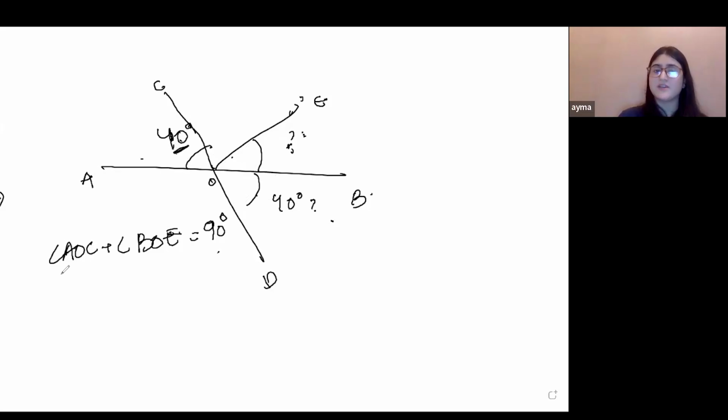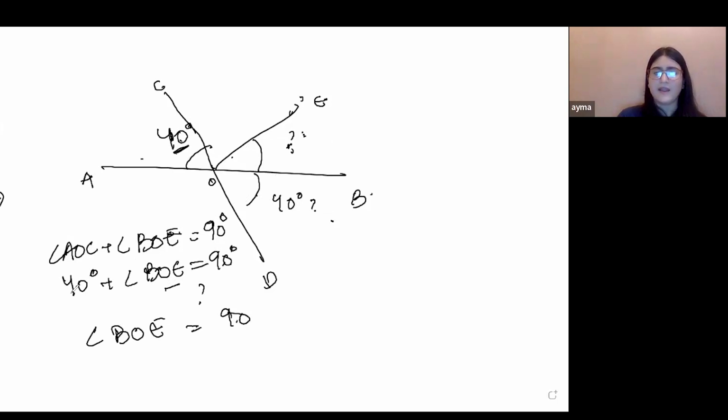Now I'll substitute this here. So AOC I know it's 40 plus angle BOE, it's equal to 90 degrees. I have to find BOE, so angle BOE is equal to 90. Take this 40 on the other hand side, it will go in subtraction. 90 minus 40 is equal to 50.